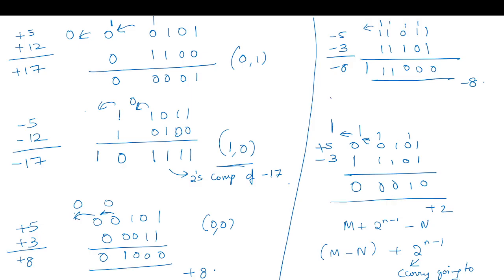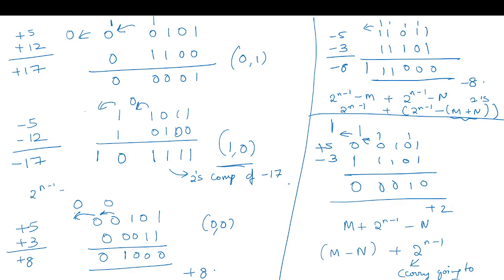And here, minus 5 minus 3. We have an expression in 2's complement form because this is n plus n. This is in 2's complement, and we have a carry out. So this is valid and we have a carry out. Whereas here it is 2 to the power n minus 1 minus n plus 2 to the power n minus 1.